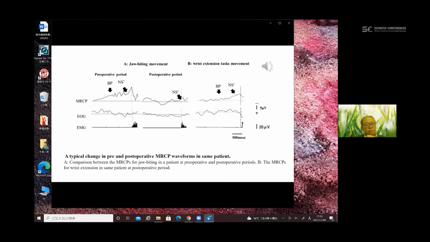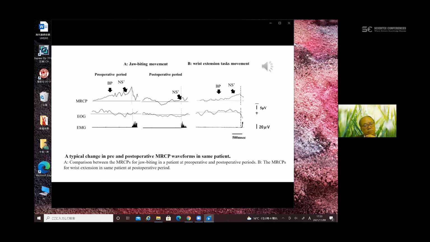Regarding MRCP waveforms associated with the preoperative jaw biting, negative potential appeared bilaterally 1.5s before muscle discharge initiation. The precipitous negative potential appeared 500 milliseconds before muscle discharge initiation in all patients. Preoperative negative potential waveforms consisted of BP and NS components. However, BP and NS appearance became unclear in 4 of all 7 patients after the surgery. In only one case, BP and NS components were observed at both pre- and postoperative periods.